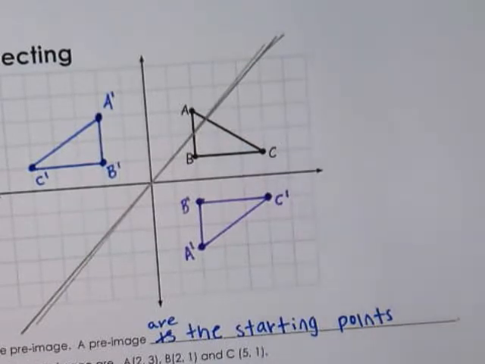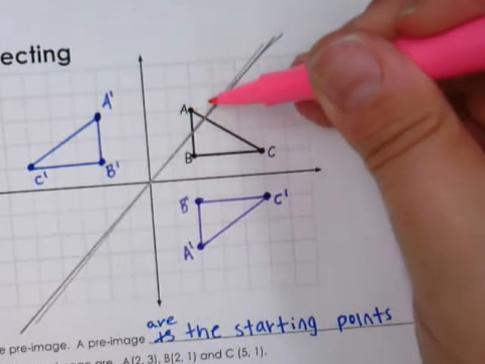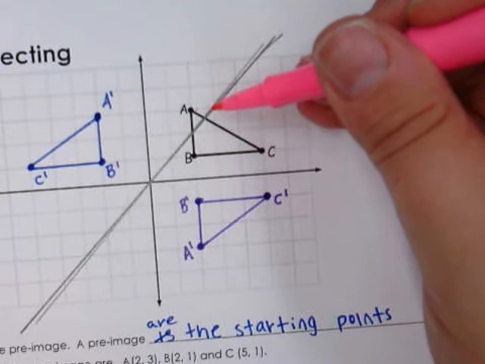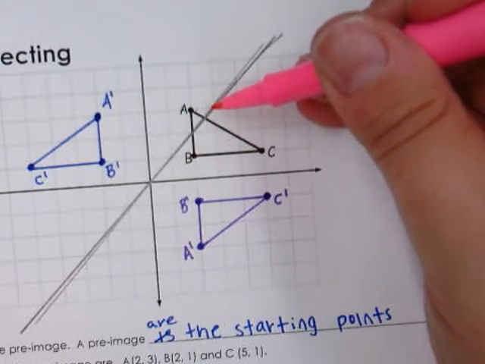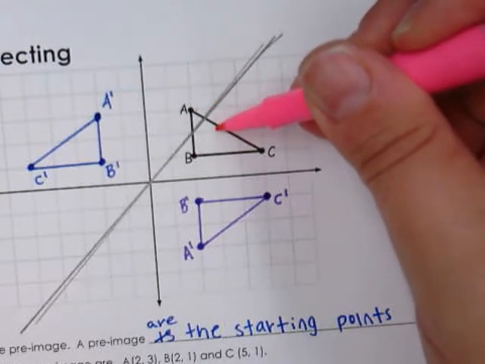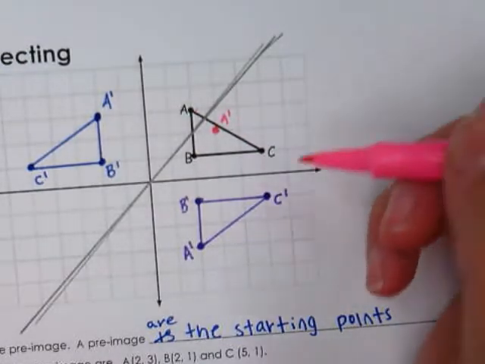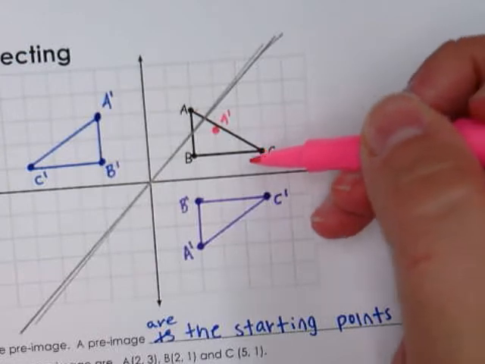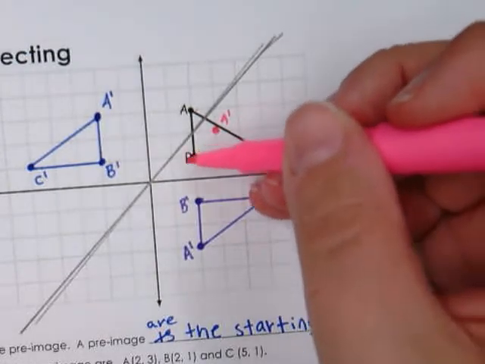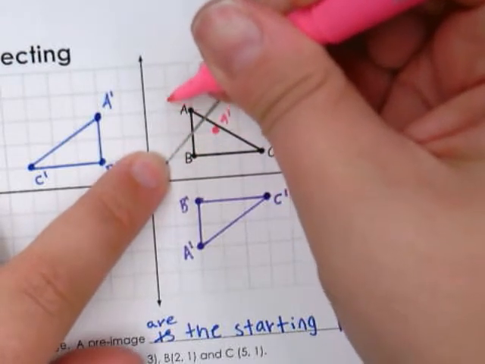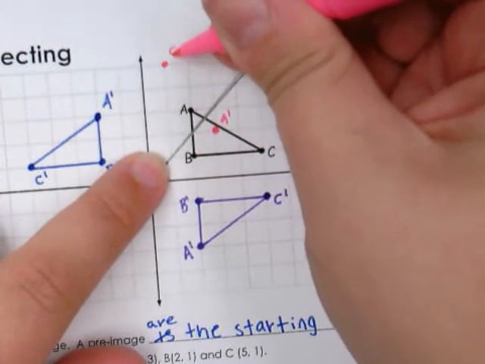So when I go from A to A prime, I'm going to count from A, and I go to the right one, and now I'll do the opposite on the other side. So instead of going right one, now I'm going to go down one. So I switch directions, and that's where A prime should go. So for example, for C, if I go left 1, 2, 3, 4, now I'm going to go up 1, 2, 3, 4. There's C prime.